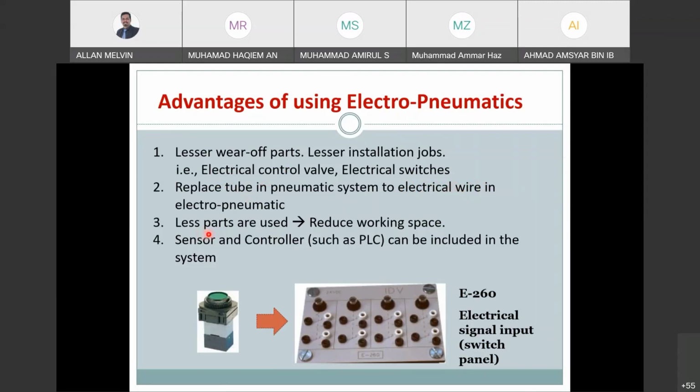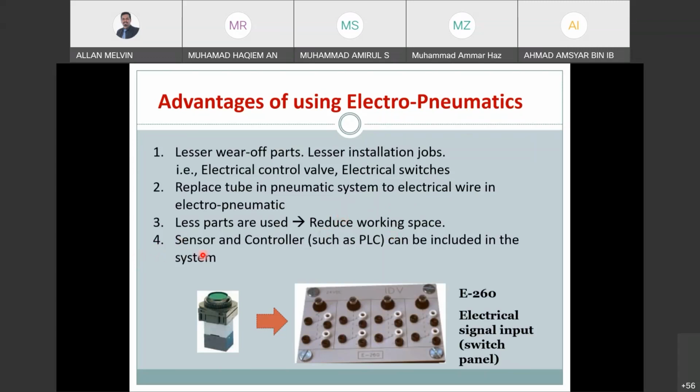The third advantage is that fewer parts are used, reducing working space. So this is one thing that will be considered in industry. You don't take up a lot of space. Okay, so with smaller space, you can get the same output as if you were using a fully pneumatic system. If pneumatic alone, you will need a larger space compared to electro-pneumatic.